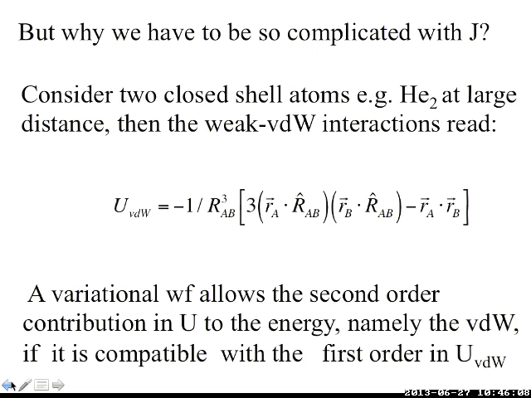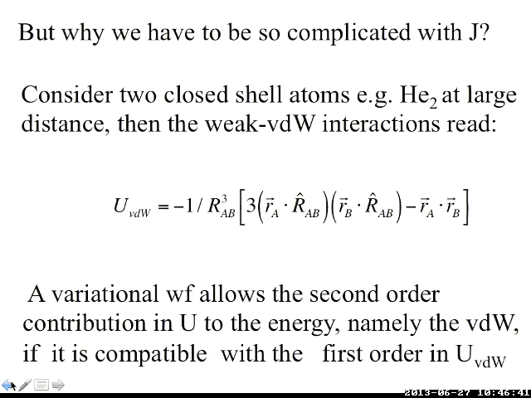So if you have two atoms at a very large distance, we know that the interaction between the two atoms is given by this form, where this is the coordinate of the electron with reference to atom A. So if you want, it's a difference. A variational wave function should allow the second order contribution in the energy, because the second order gives you the van der Waals interaction, which, as you know, goes like 1/r⁶.